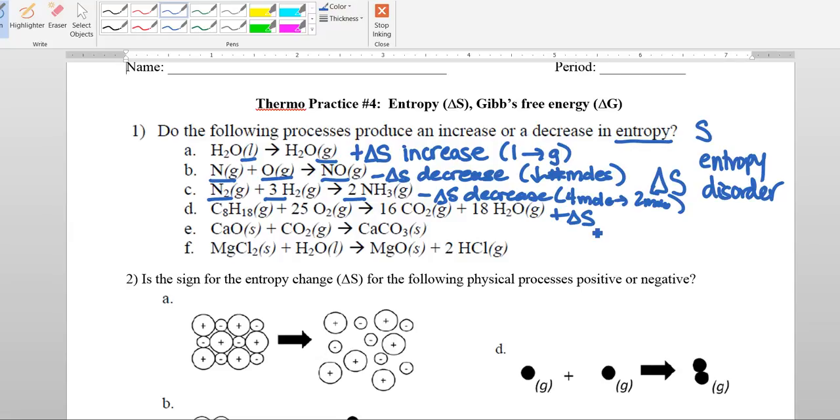And in E, we've got 2 things happening. One, we've got 2 moles turning into 1 mole, and we also have a gas turning into a solid. Both of those things will produce a decrease in entropy. And then F, we are looking at an increase in entropy here. Again, we've got 2 things happening. We've got 2 moles of reactant turning into 3 moles of product, and we also have a liquid turning into a gas. So make sure you pay attention to the subscripts, the states of matter there.